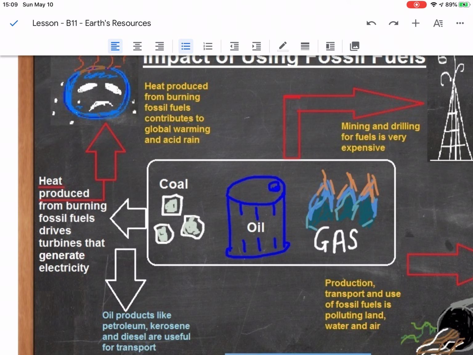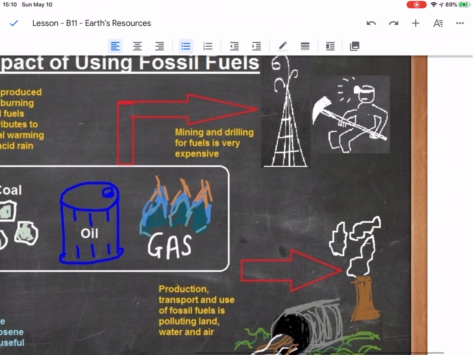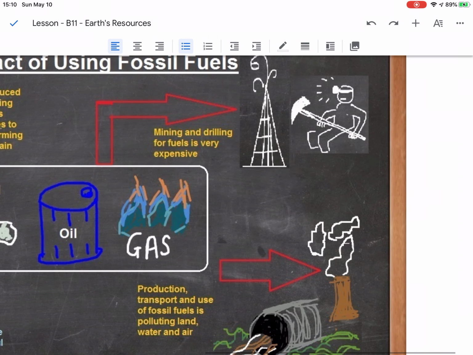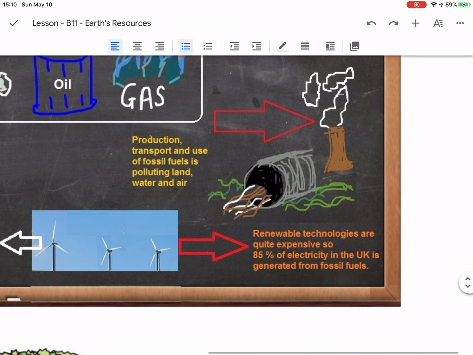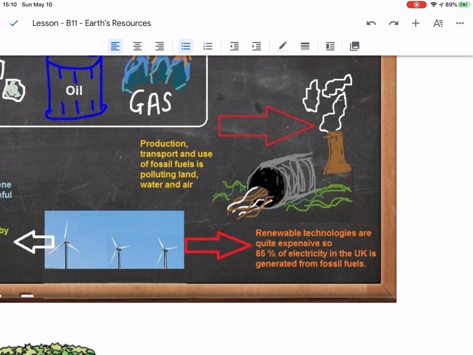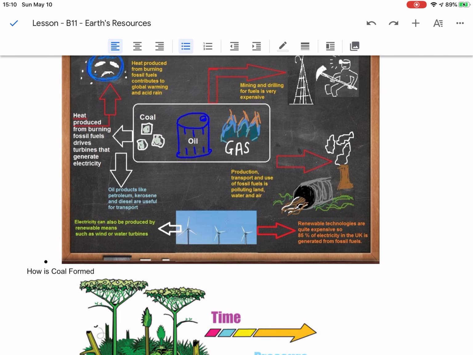Also, some of the chemicals that we use give us acid rain. Mining and drilling for fossil fuels is very expensive. You've got to dig down deep, and you have to be able to deal with that. And it's really expensive. That's why some of our oils cost a lot. Production, transport, and use of fossil fuels is polluting the land and water. Renewable technologies are quite expensive, so 85% of electricity in, let's say, the United Kingdom is still generated by fossil fuels, because with these renewable resources, we haven't got the price down yet.